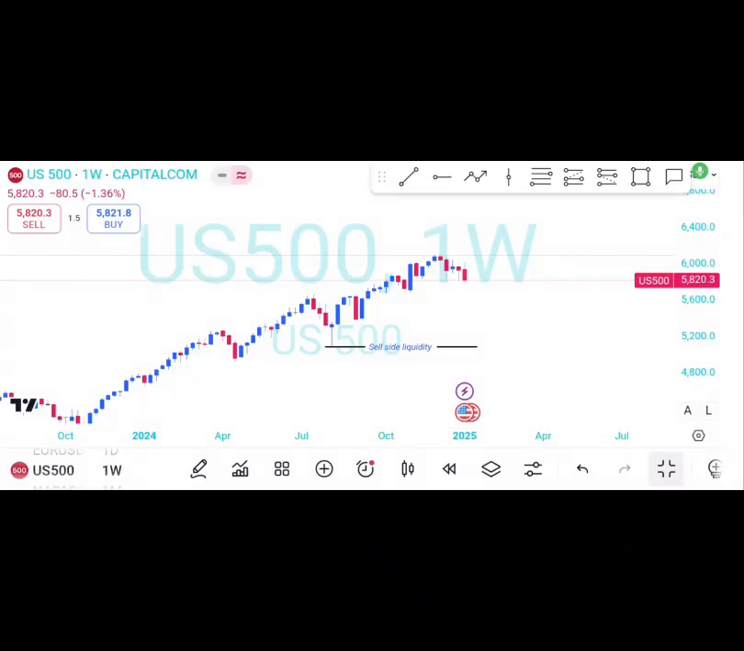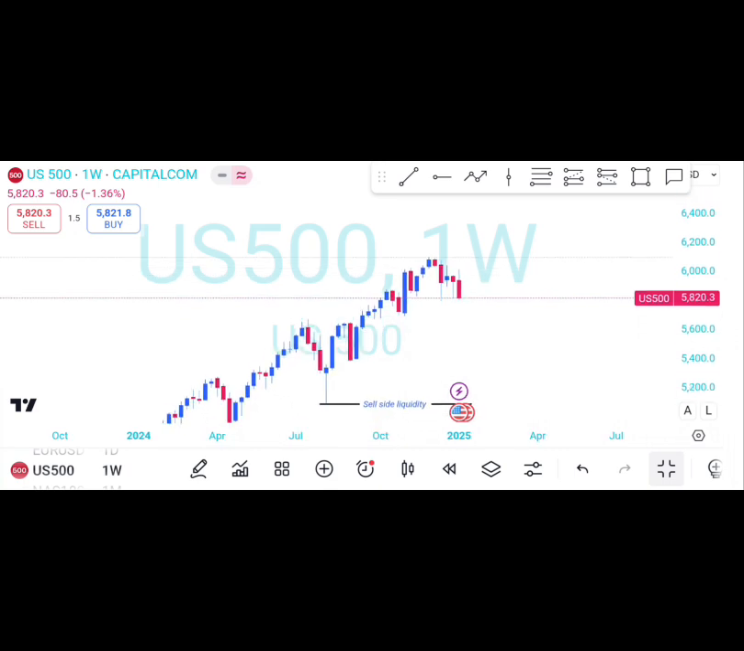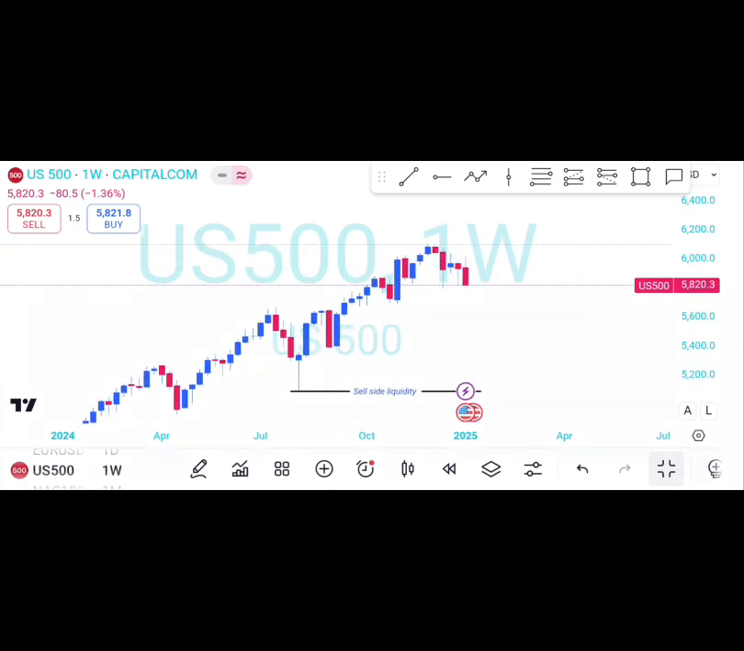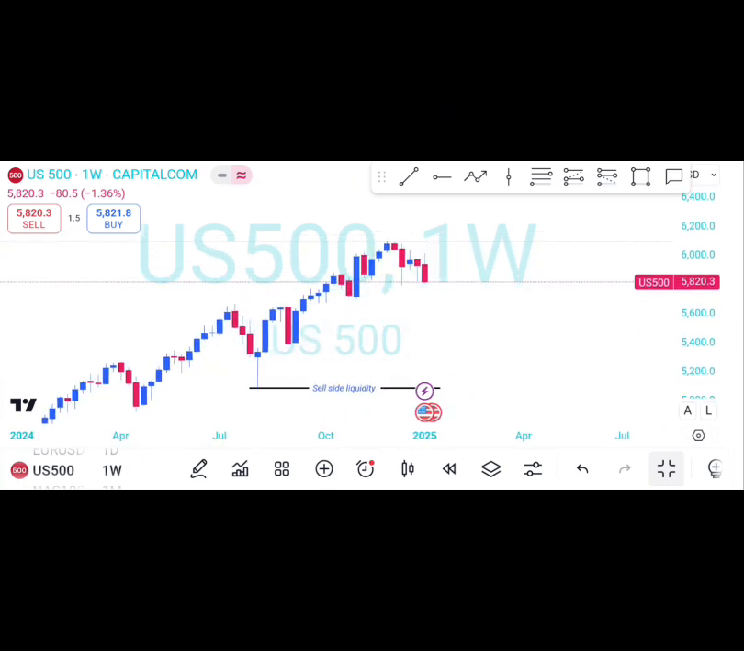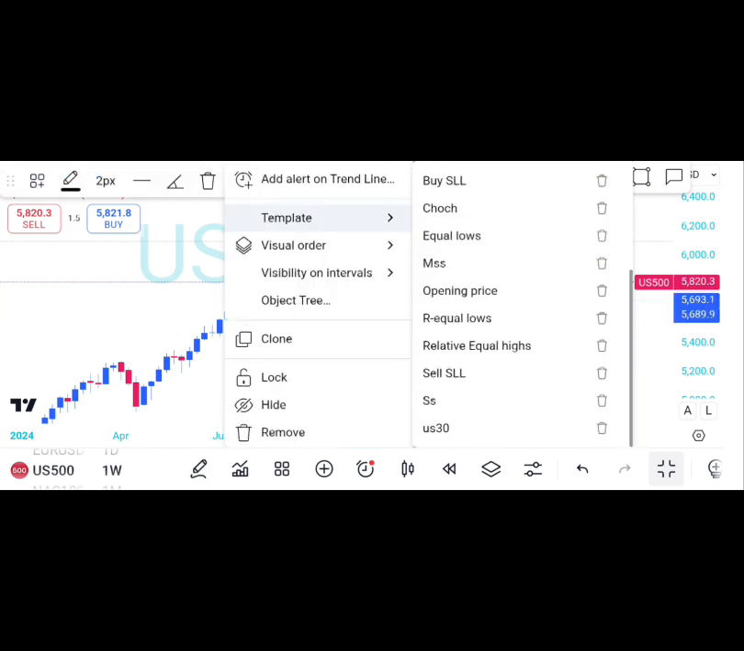Guys, welcome back to the charts. What I'm going to be looking for is identifying my buy side liquidity and sell side liquidity. I've identified one sell side liquidity first, and another sell side liquidity that price is looking forward to touching is this one.